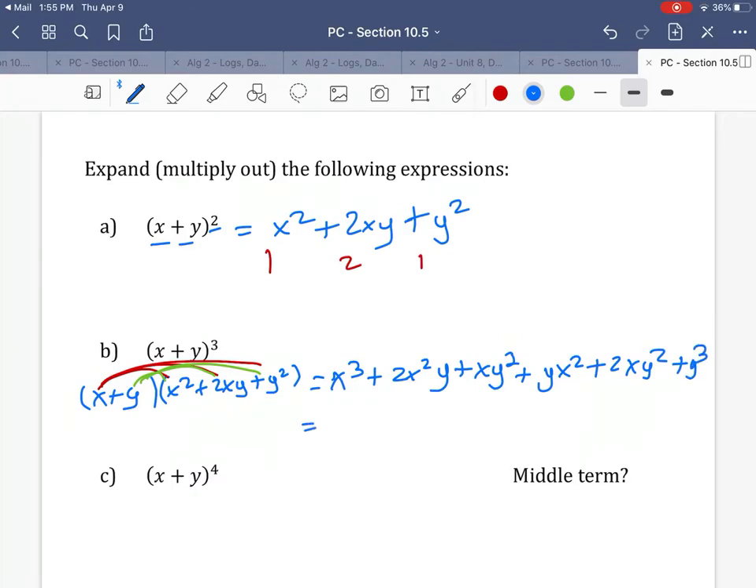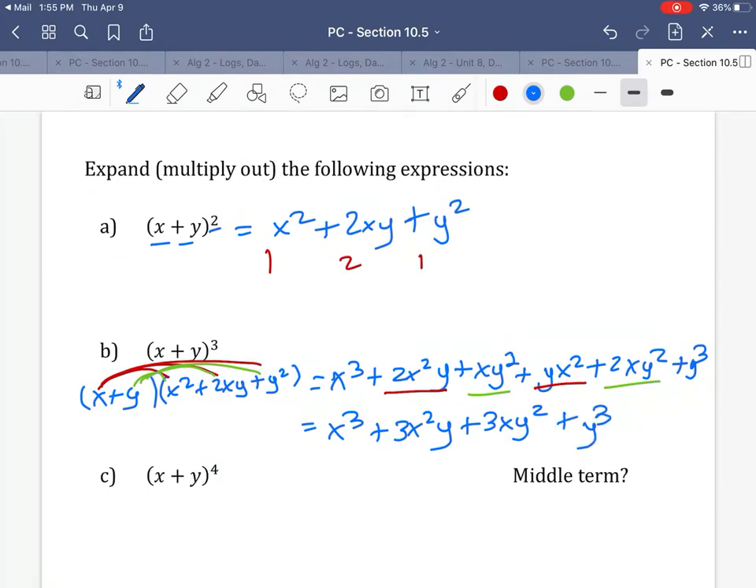So let's collect my like terms. I have x to the 3rd, and let's see right here, I got 2x squared y, I have another x squared y there. So I'm going to say I have 3 of those x squared y's. And then I have xy squared and another xy squared there. So again, I have 3 of those xy squared. And then finally, I have the y to the 3rd.